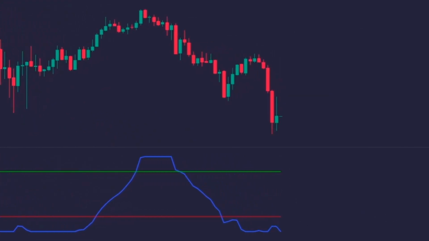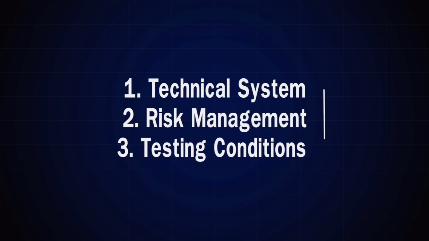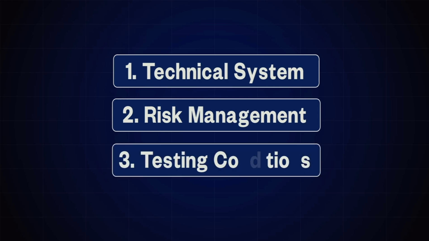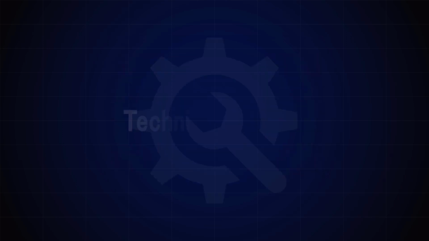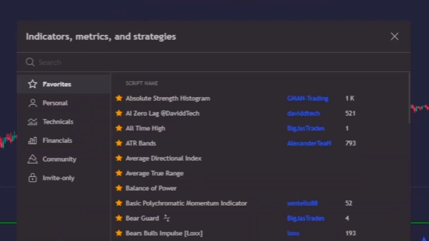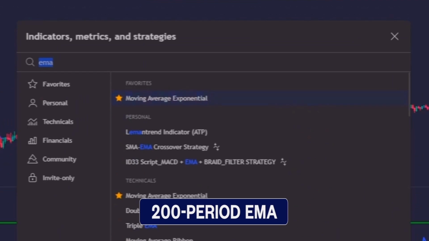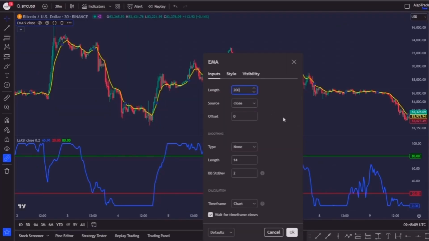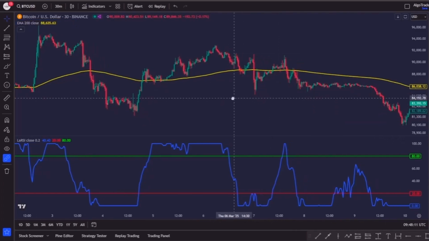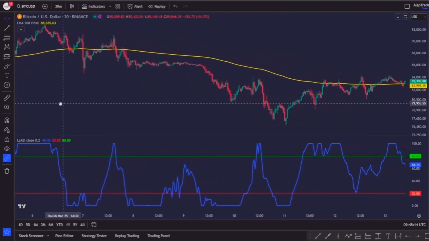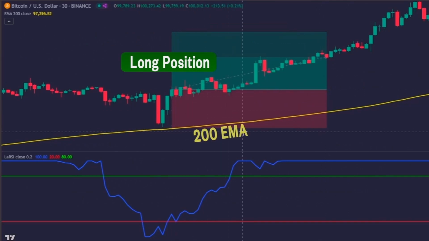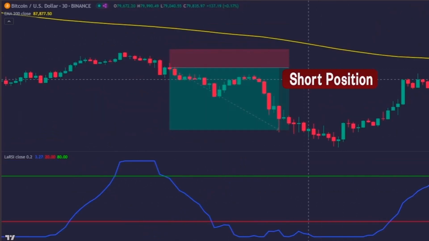Simple as that. Now that we understand how the indicator works, it's time to backtest it. We'll define three key components for this: the technical system, the risk management rules, and the testing conditions. The technical system will include using the Laguerre RSI with a 200 period exponential moving average that will act as a baseline to make sure we only enter in positions that align with the prevailing market trend. Here we have an example of a long position where the price is above the 200 EMA, and here we have a short trade example where the price is below the baseline.